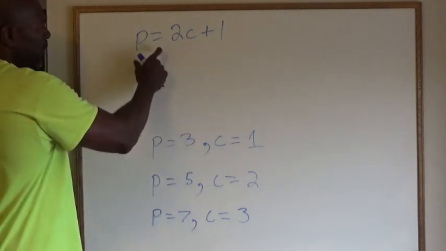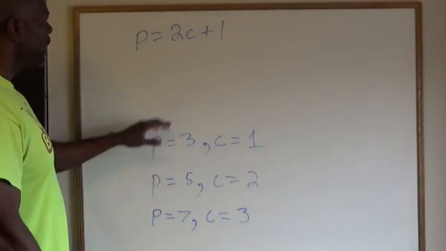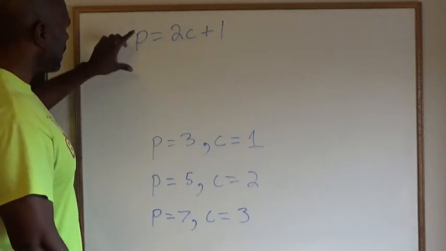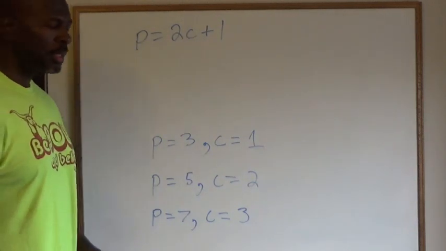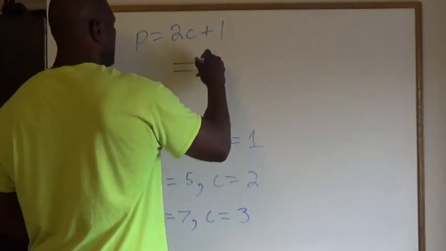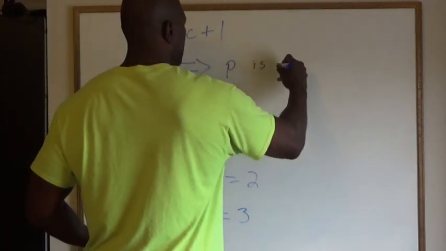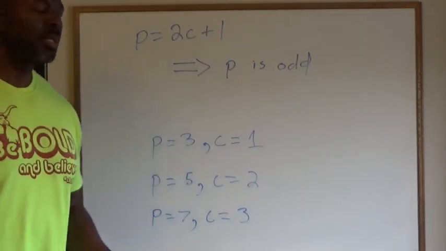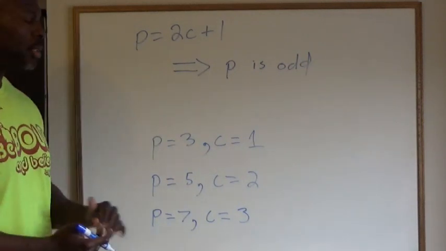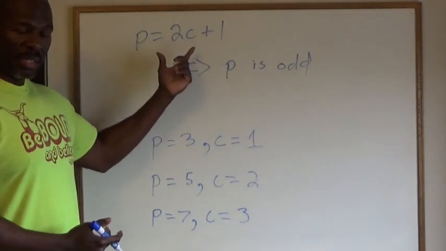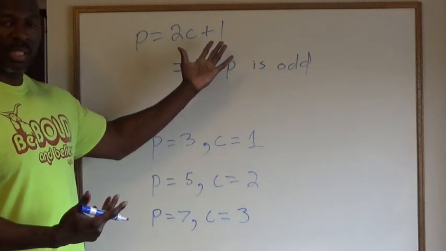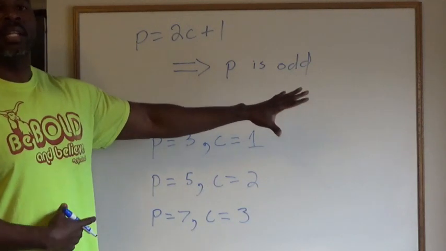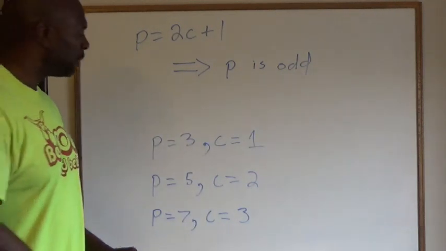So if this is my relationship with P and C, where C and P are natural numbers, the fact that P is 2 times a natural number plus 1 implies P is odd. In fact, one of the very definitions of an odd number is 2 times a natural number plus 1. So 2 times any natural number is an even number. Any even number plus 1 is an odd number. So this implies that P is odd. Hence, we've been using only odd partitions.